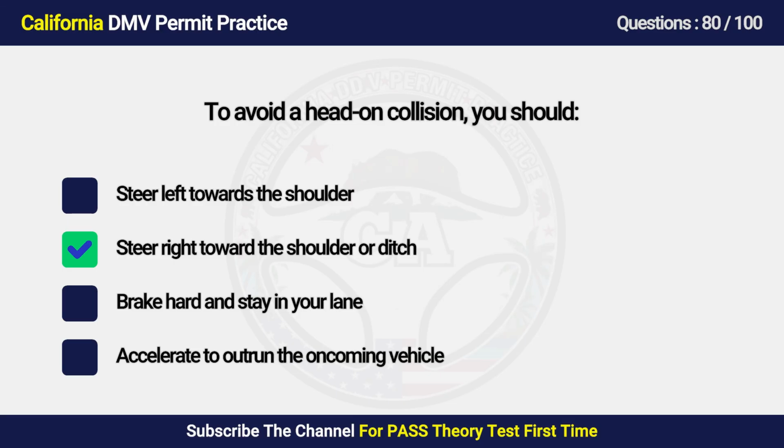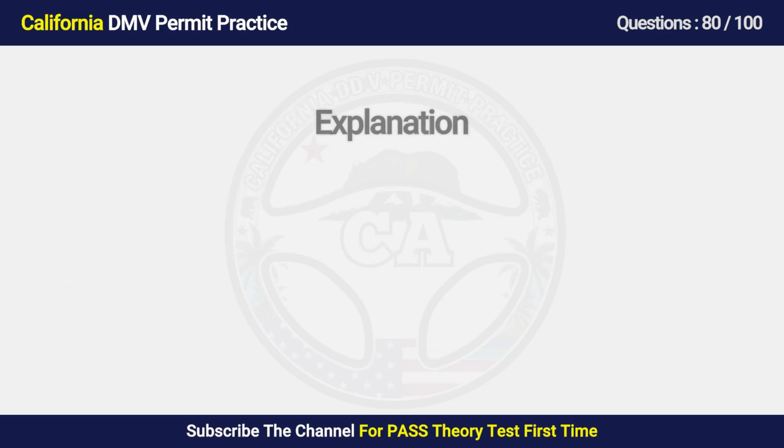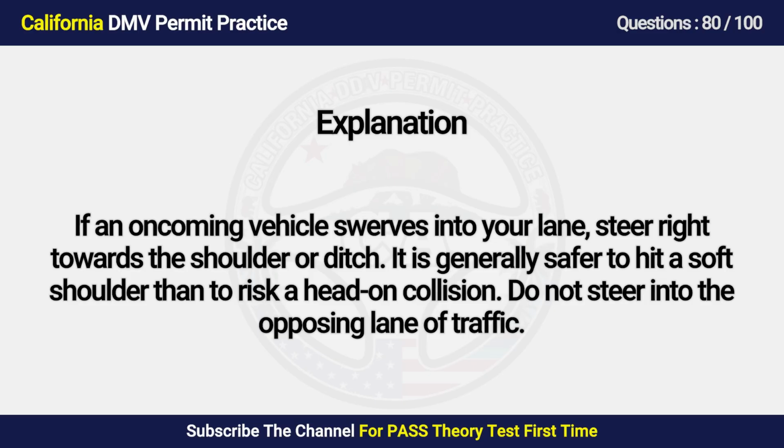Answer is B. Steer right toward the shoulder or ditch. If an oncoming vehicle swerves into your lane, steer right towards the shoulder or ditch. It is generally safer to hit a soft shoulder than to risk a head-on collision. Do not steer into the opposing lane of traffic.